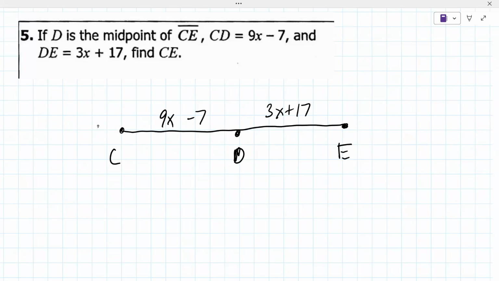Now, if D is truly the midpoint, what does that mean about CD and DE? They are equal. They're congruent, yeah. Which means they have the same measure, which means you can set the equations equal to each other. So rather than finding CE, which we will get to, I want you to solve for x by setting the two equations equal to each other.